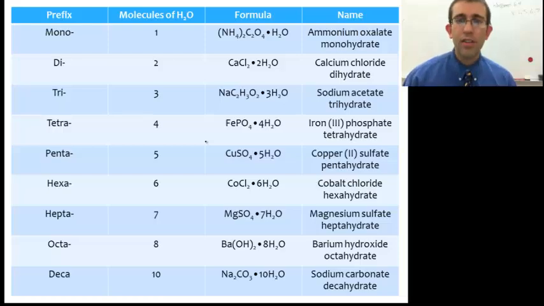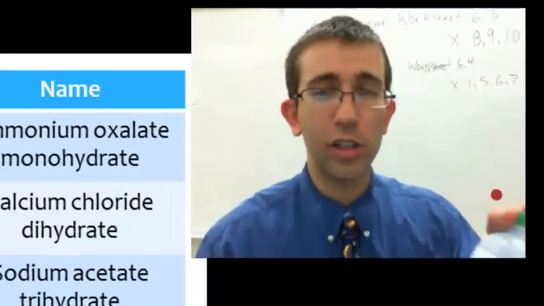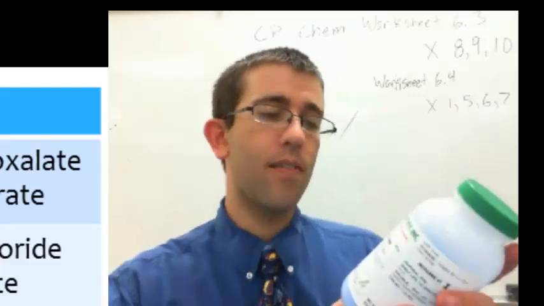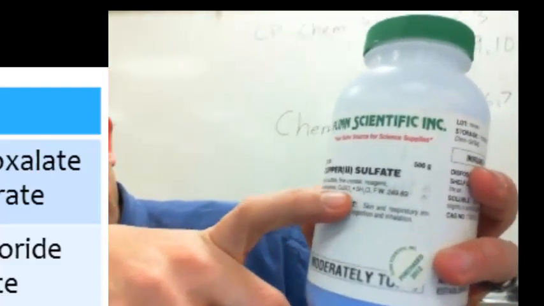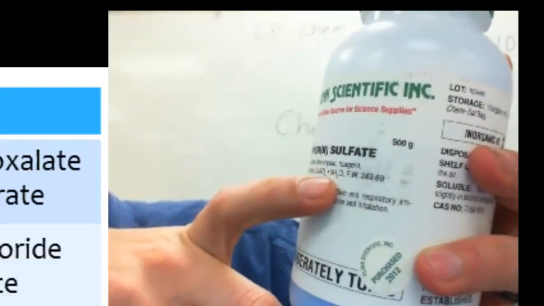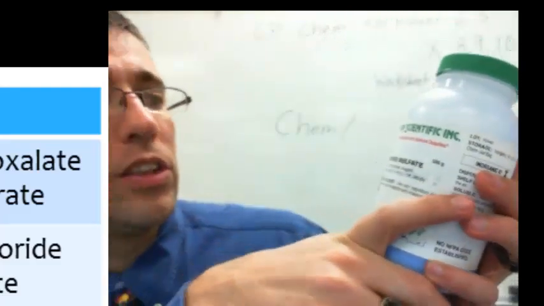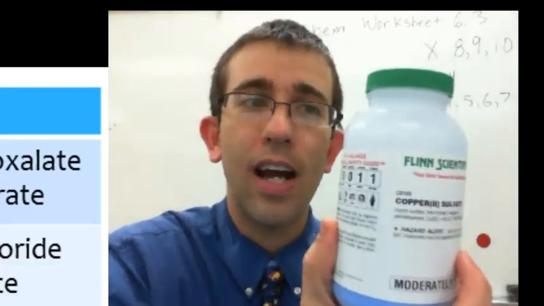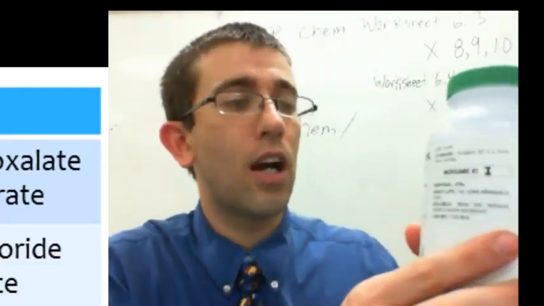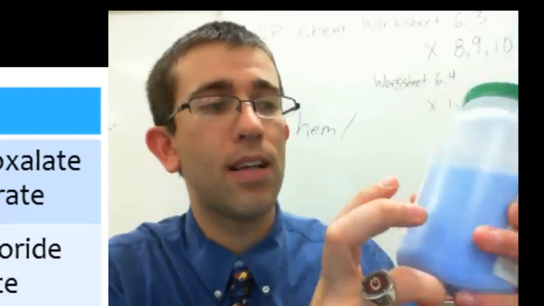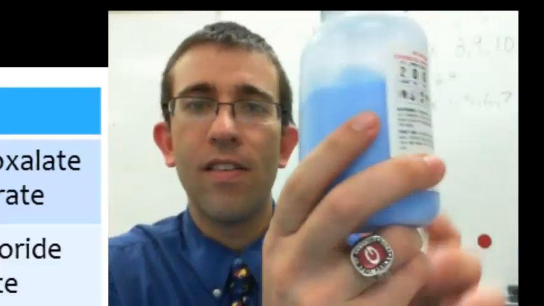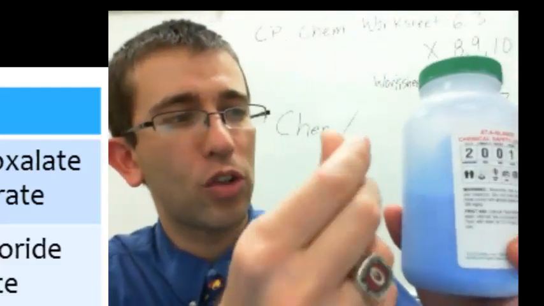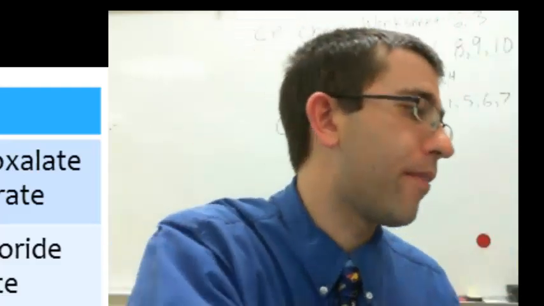Now there are different types of hydrates, and I'm going to show you some, and we'll look at these. This right here, if you can see this carefully, says copper 2, and it has a little dot here, and it says 5H2O. This is known as copper 2 sulfate pentahydrate. There's water stuck inside of this compound. This looks kind of like a salt. It's gritty. There's water in there.